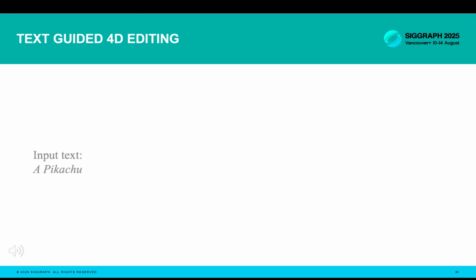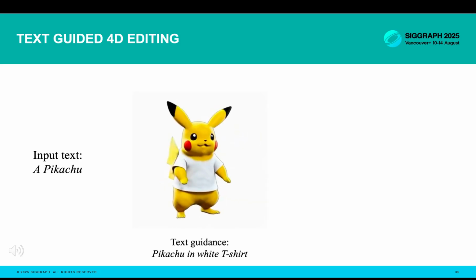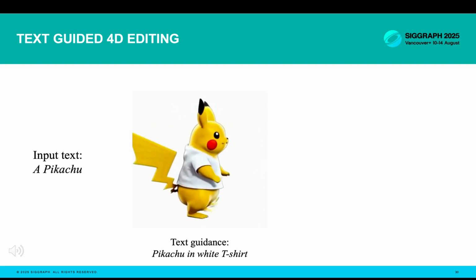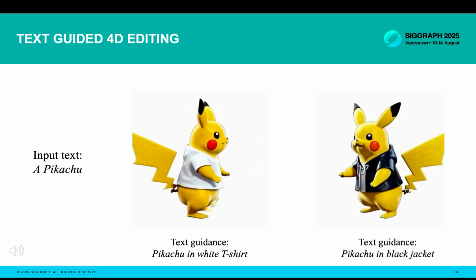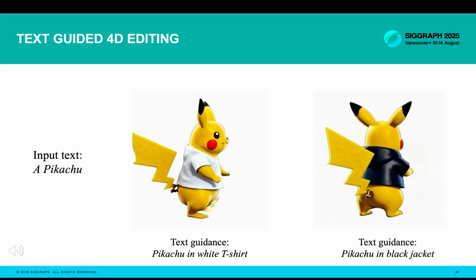The final example demonstrates editing based on a text-to-4D pipeline. Given the prompts "Pikachu in white t-shirt" and "Pikachu in black jacket," our method generates two distinct 4D objects: Pikachu wearing a white t-shirt and Pikachu dressed in a black jacket, showcasing our model's ability to control and modify appearance through text.